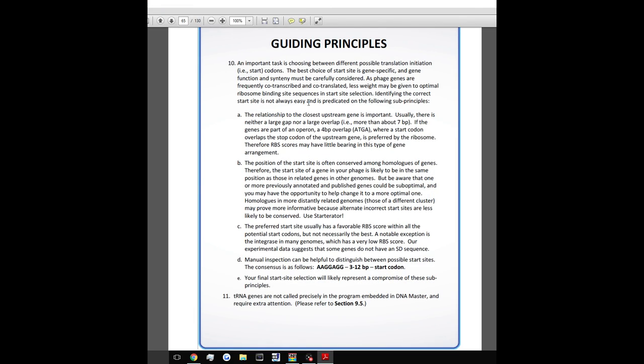So number 10 talks about choosing the correct start site, or more specifically the start codon. Ultimately it just tells you a couple of key things to keep in mind when considering changing your start site.